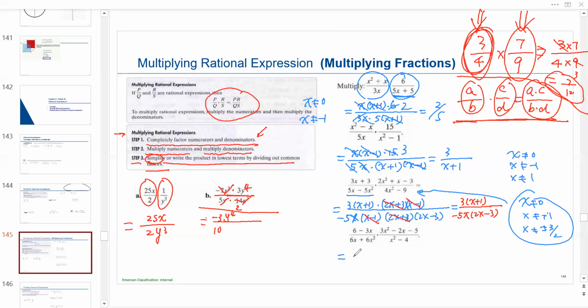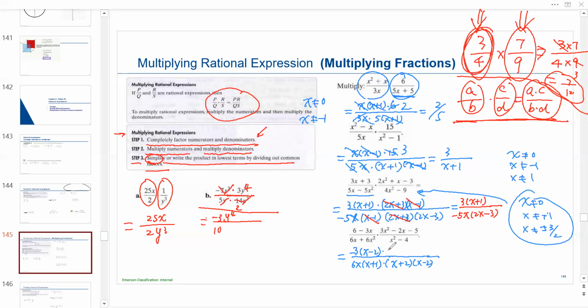Same for the last example here. So first we factor completely. We take a -3 out, okay? So x minus 2, right? So take a 6x out. Here's x plus 1. So the numerator part is multiplied together, right? So bottom part, let's begin with the bottom part first.